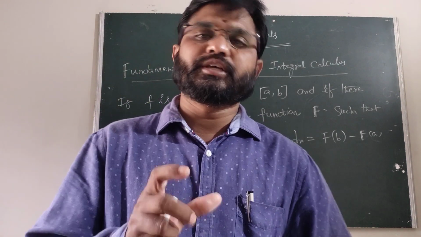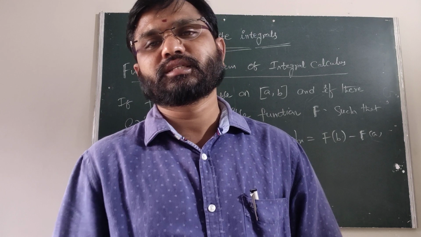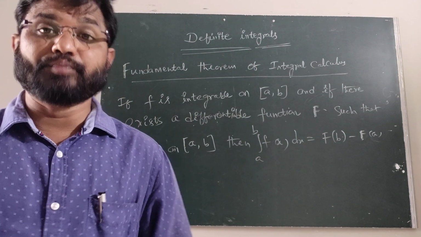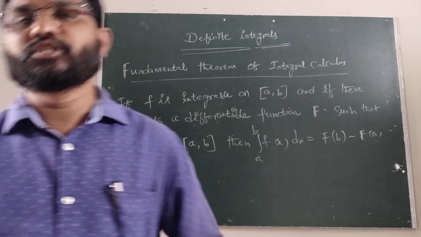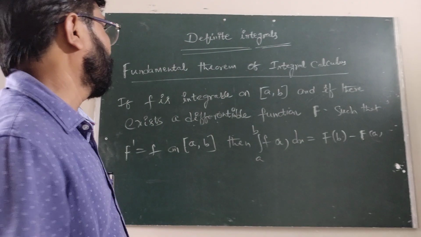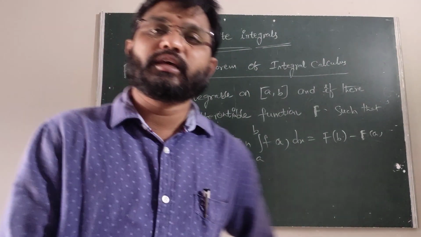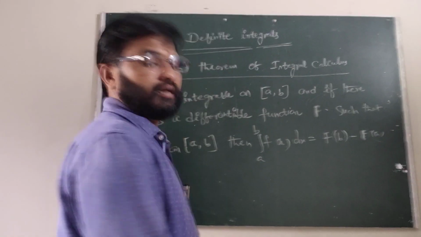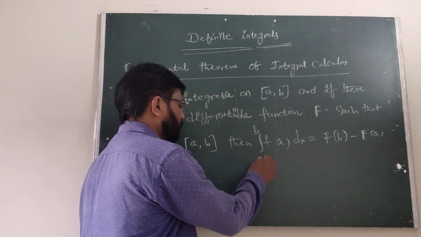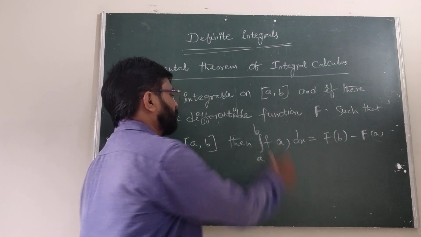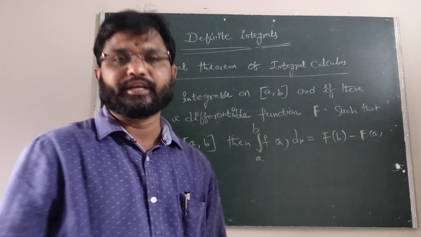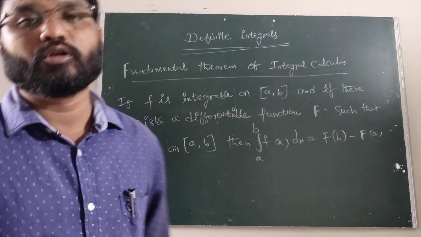But what is the small difference here? We have to take some special functions: step functions, fractional functions, periodic functions, and the Wallis formula. First of all, we have to know about the definite integrals. Here we can observe the integral with small a and small b as limits. We have to take the upper limit and lower limit in this topic.